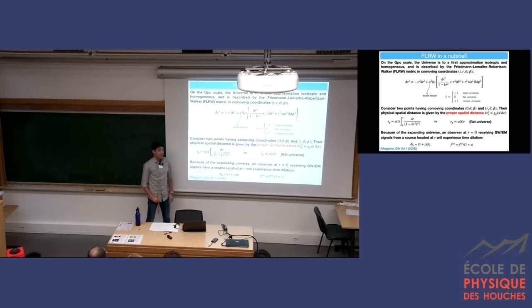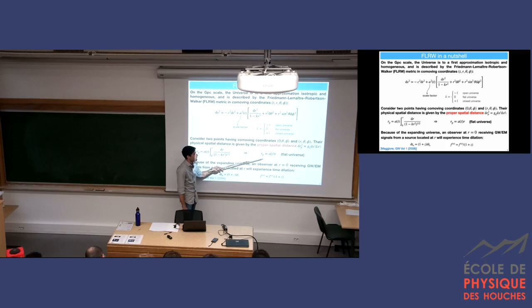Now, in the case of a flat universe, which is what I will use for the rest of this lecture, k goes to 0. We can just integrate this, and we get this expression for the proper distance. Okay, what do we do with this? Well, this is a quantity which will come out in the polarizations of the gravitational waves. So I just wanted to define it here, because later on you will see this quantity.